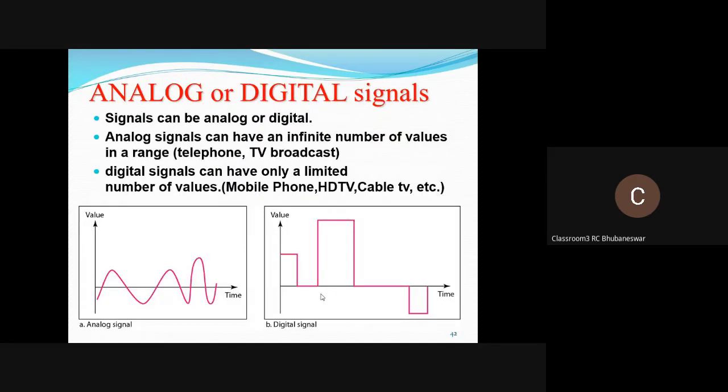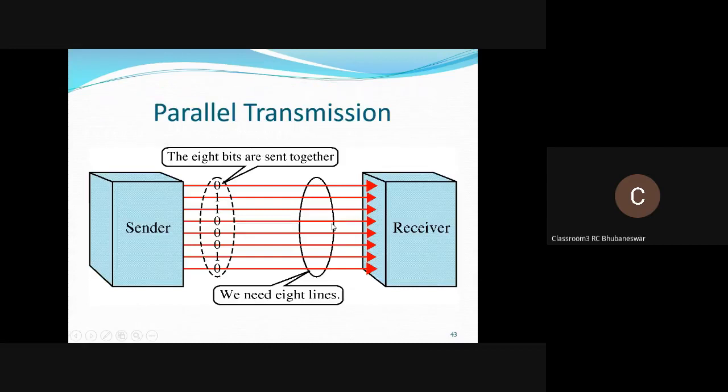This is an analog signal. This is a digital signal. The analog signal looks like this one. The digital signal looks like this one. Please have a look at the characteristics of both.